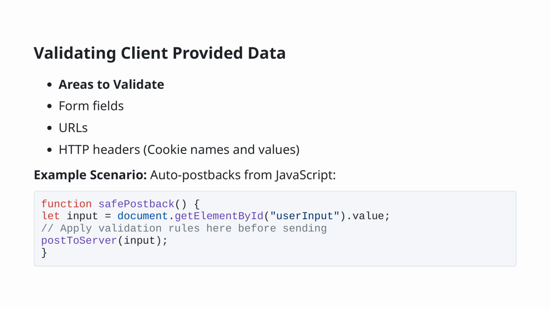Here, user input is retrieved from a form field. Before sending this data to the server, we must ensure appropriate validation rules are applied to protect against potential security risks, such as injection attacks or data corruption. This validation process helps maintain the integrity and security of the system by ensuring that only properly formatted and safe data is processed and stored.